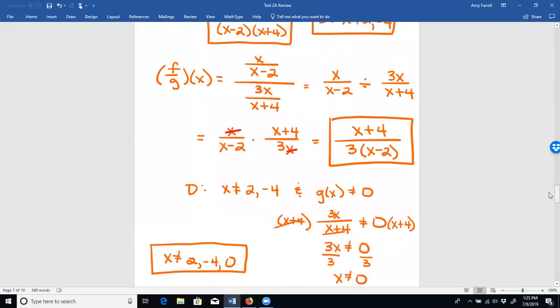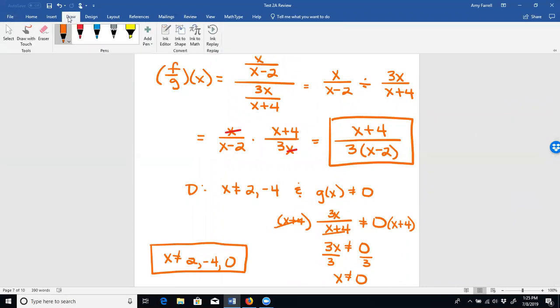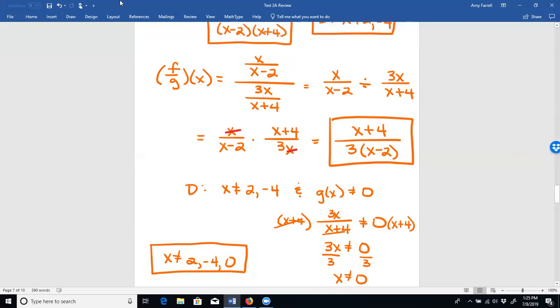Another way to think of it, and this is what I tell my students: we can't look at our final reduced answer. That doesn't help us with domain. I just tell them to look back at the unsimplified answer and make sure no denominator anywhere in the problem is 0. So we end up having 3 denominators. We don't want any of those 3 denominators to be 0. So that's why x cannot be positive 2, negative 4, or 0.